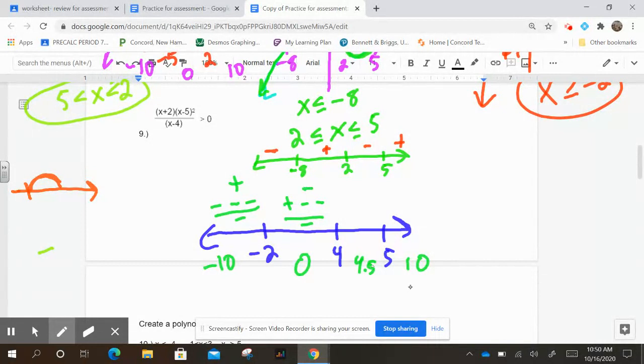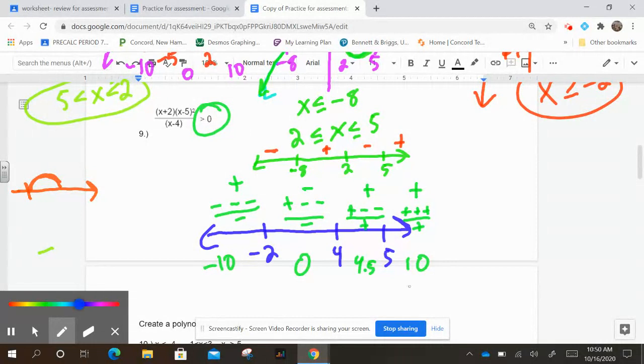Now let's say I got 4.5. I'm going to have positive, negative, negative, over a positive. So 2 negatives together become a positive. And if I plugged in a 10, I'm going to have positive, positive, positive, over positive, which is positive. So I'm looking for where this thing is bigger than 0. So I'm looking for all of my positives. So here, here, and here.